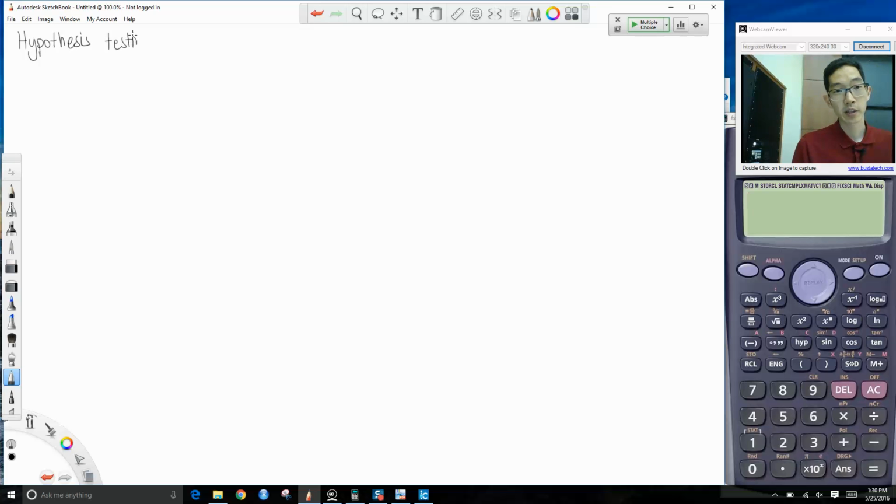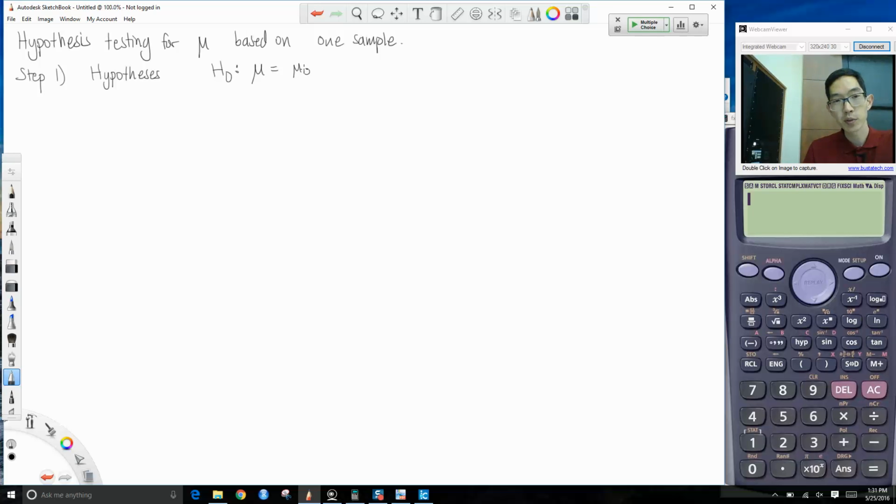Hypothesis testing for mu based on one sample. Okay. So hypothesis testing, we can break it down into those 4 steps again. Step one is to create our hypotheses. Okay. The hypotheses in this case is that mu, the null hypothesis always has an equal sign, and it's going to be mu is equal to some number, mu 0, okay? But keep in mind, mu 0 is a constant.